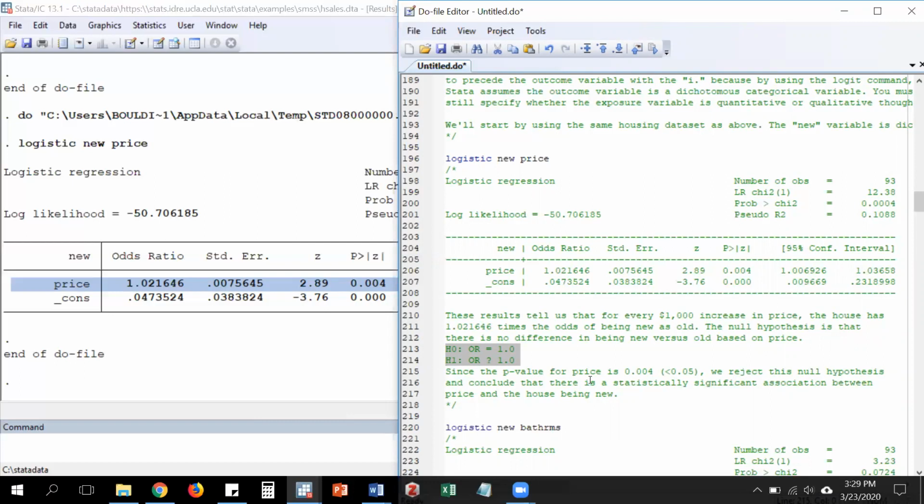Now, in this case, we have price as a quantitative variable, so there's not just an exposed and unexposed group. But basically, we could say for any 1 unit higher price, so for a $1,000 higher priced home versus a $1,000 lower priced home, what is the odds that the house would be new? And so our null hypothesis is that there is no difference, which means the odds ratio is 1. So that's our null. And our alternative is just that our odds ratio is different than 1. There is some difference in the odds of a home being new based on what the price is.